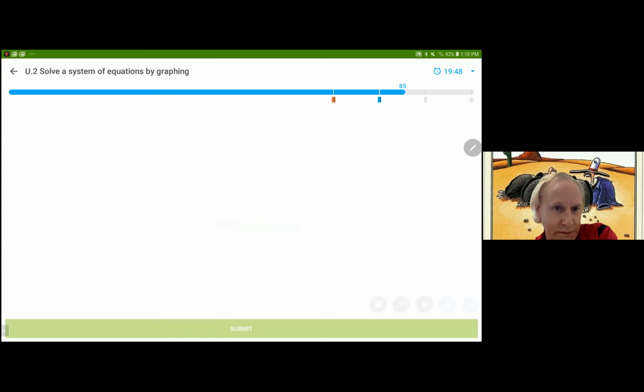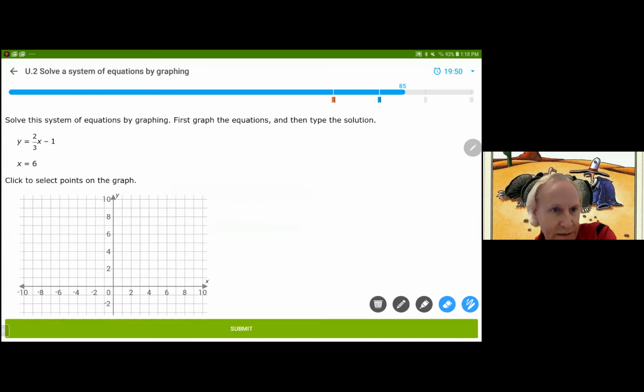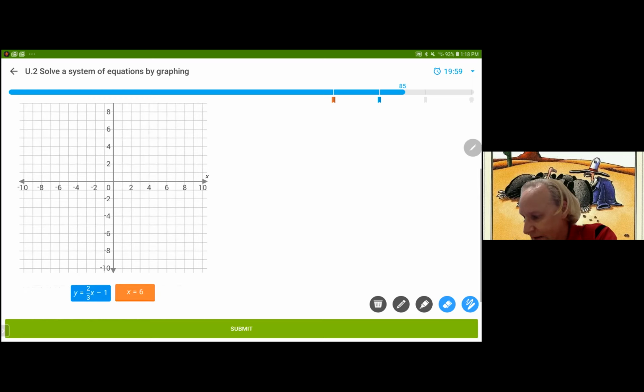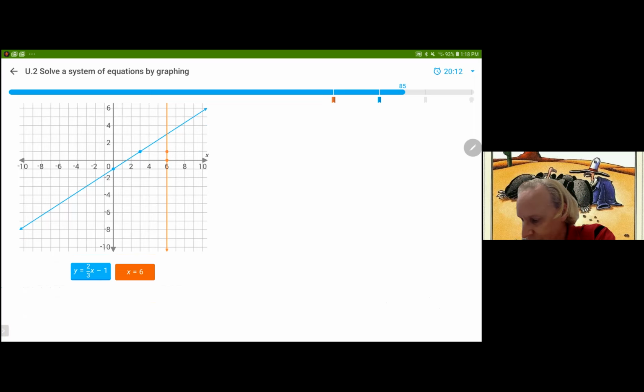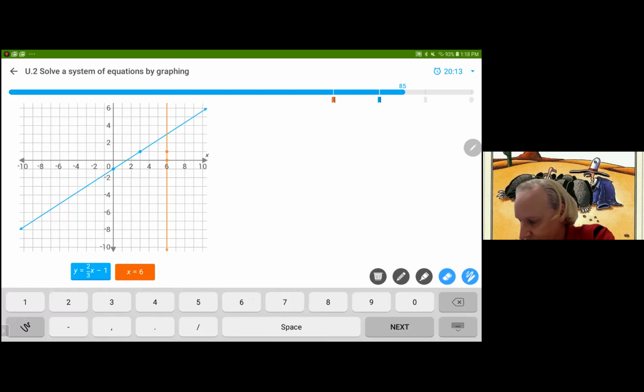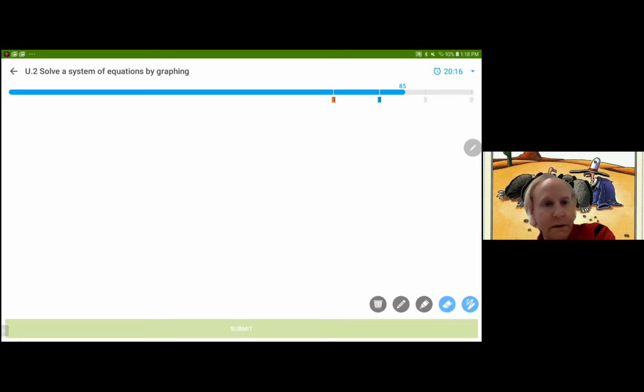Let's see, what's the next one? Okay, x equals 6, and 2/3 of 6 is 4, minus 1 is 3. So we know it's going to be 6, 3, but we actually want to graph them. So here they are, -1, and we go up to 2/3, and then we do x equals 6, which is right there, and we are at 6, 3, sure enough. And since I had already worked it out, I know it's correct. And we'll just keep on going here.